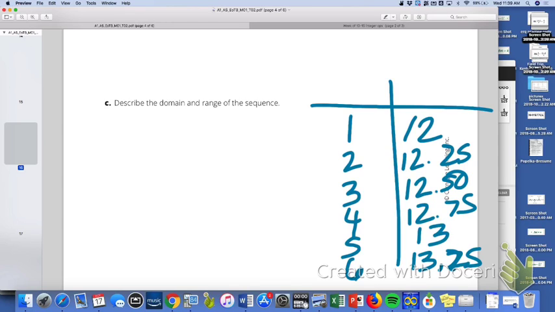What is the domain of this? First of all, what does domain mean? If you don't remember, you better know by Friday. Your x values. So which one of those numbers is my x? 1, 2, 3, 4, 5, 6. Okay? So domain is x.